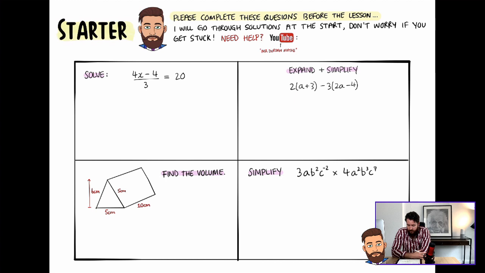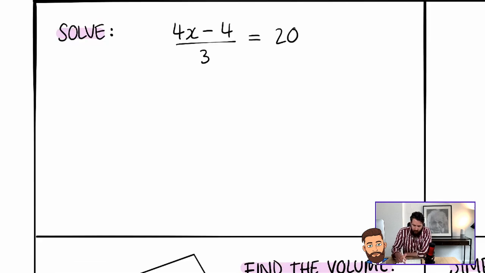This first question has asked us to solve the equation 4x minus 4 all over 3 equals 20. When looking at an equation like this, the first thing you should realise and always want to get rid of is a fraction. So we don't like this divide by 3. You could think of this as trapping all of this on top. Our goal is to get x on its own.